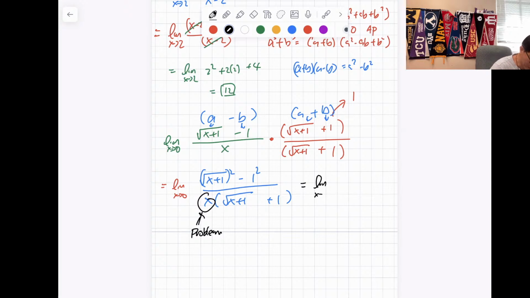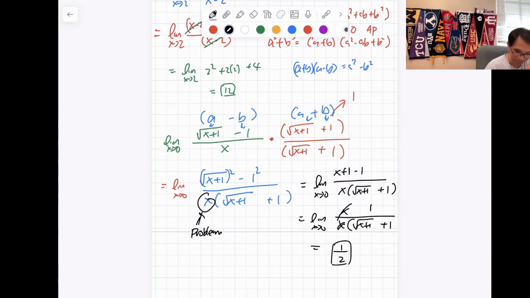Limit as x approaches 0. On the top, if it's squared, it's going to be x plus 1 minus 1, right? So this is x over x times root x plus 1, plus 1. This is going to cancel out. That's 1. So it'll be 1 over 2.